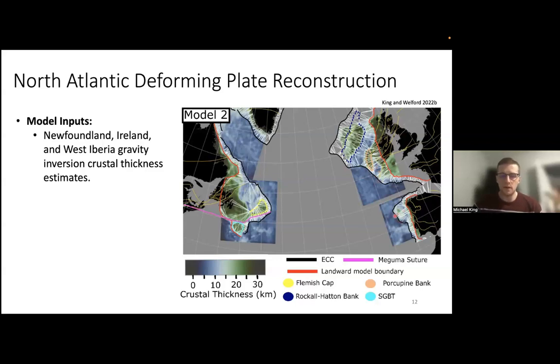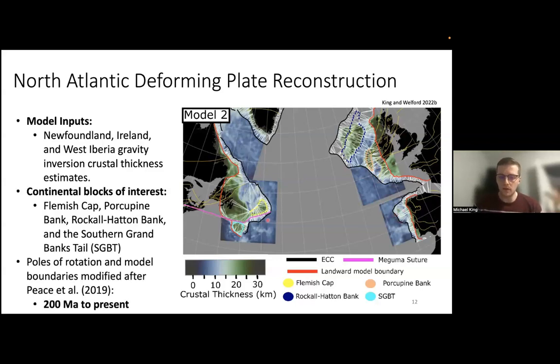In terms of the continental blocks of interest, to take a step back, the region of deformation is defined by this black boundary here, the edge of continental crust, and also this red interior boundary right here. We're also reconstructing some main continental blocks of interest, for example Flemish Cap, shown right here. I'll note that we're designing these as points because the advantage of designing these blocks as points allows the triangulation mesh to be expanded within the interior of the block, and also allows it to be relatively deformed through geological time, as we expect.